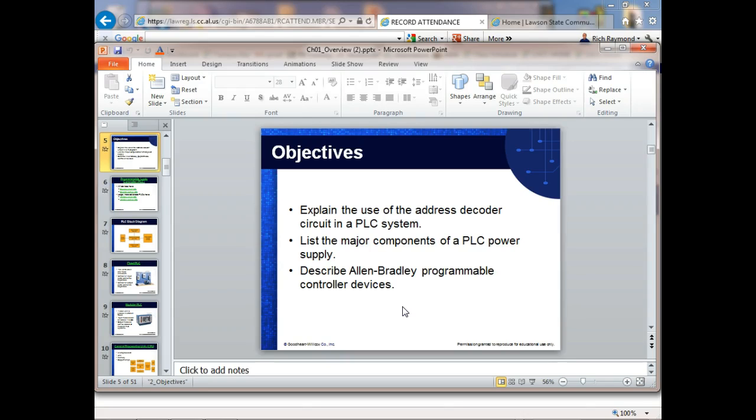What's the next thing? Well, input, output is interface. Memory. It's got memory. So that's the four things that any computer is going to have.